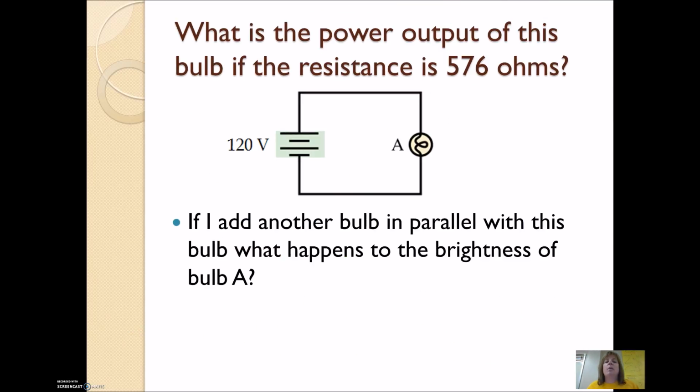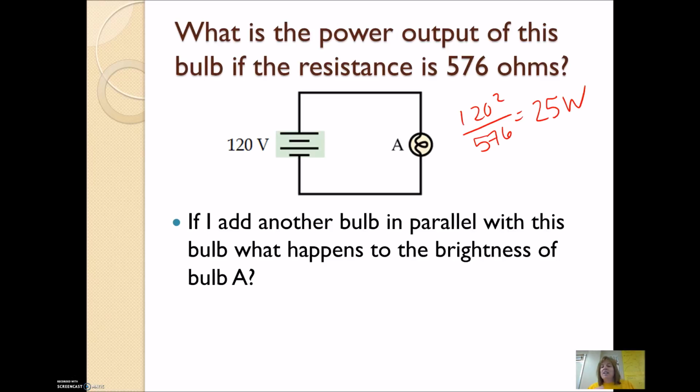Now, what is the power output in this circuit if the bulb has a resistance of 576 ohms? Pause the video and calculate it. Well, again, you're going to use that 120 squared over the resistor 576, and you should get 25 watts. 25 watt bulb. What happens if we add another bulb in parallel with this bulb? What happens to the brightness of bulb A?